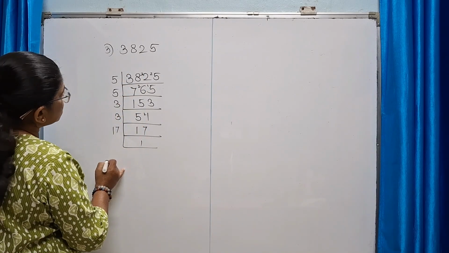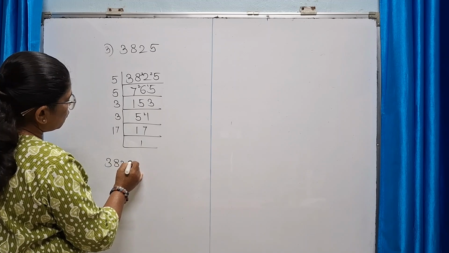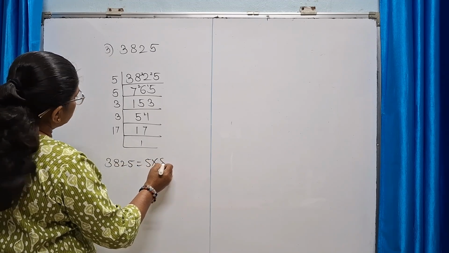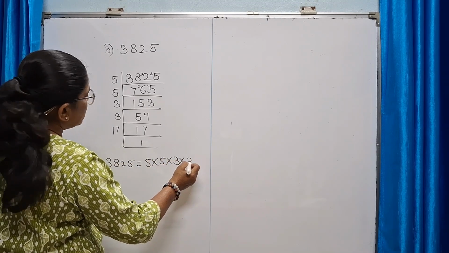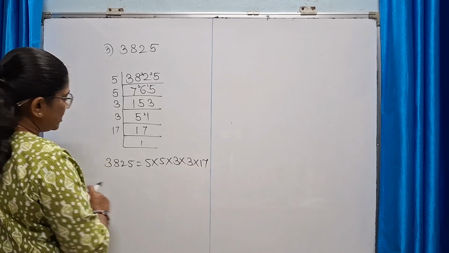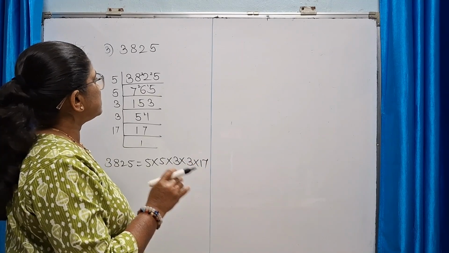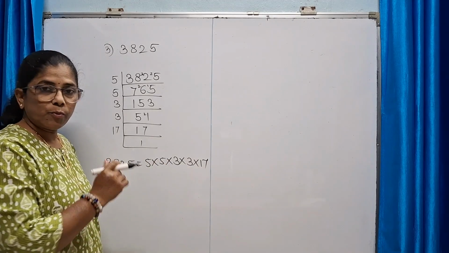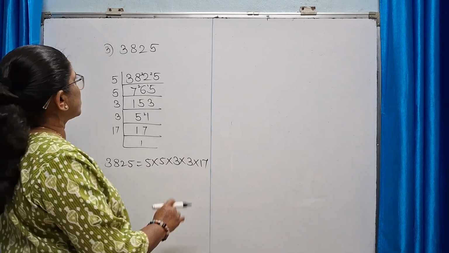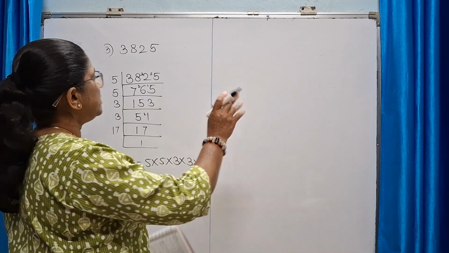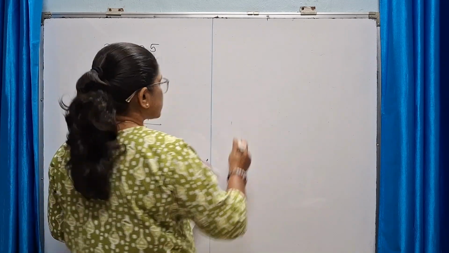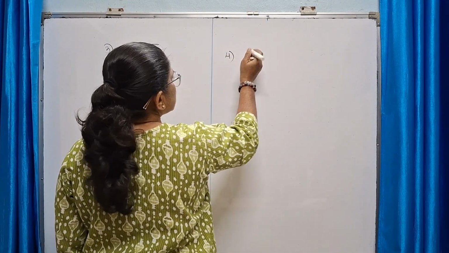So this 3825 is 5 into 5 into 3 into 3 into 17. 3825 is expressed as the product of prime factors. Okay, the third sum is over. Let's move to sum number 4.